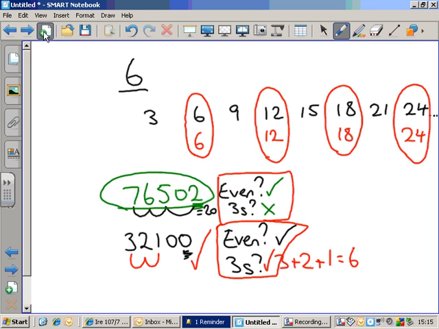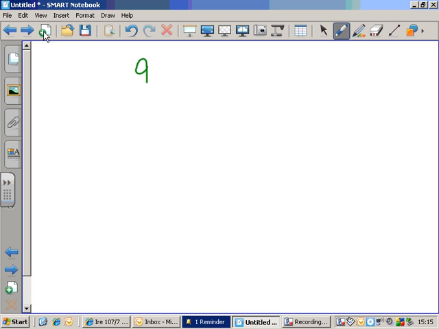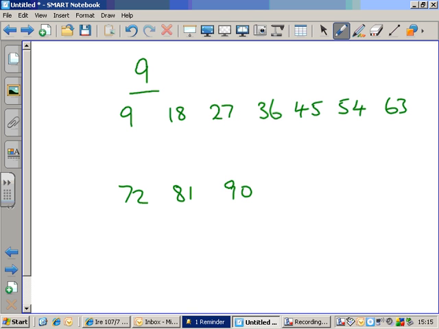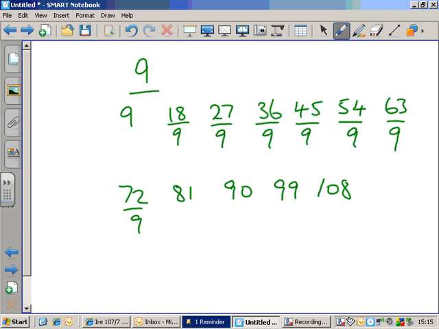Well, let's move on to the 9s, because the 9s is very similar. Let's look at numbers in the 9 times table. 9, 18, 27, 36, 45, 54, 63, 72, 81, 90, 99, 108, and so on. What do the digits add up to? 9, 2 and 7, 9, 3 and 6, 9, and so on, 9, 18, 9.